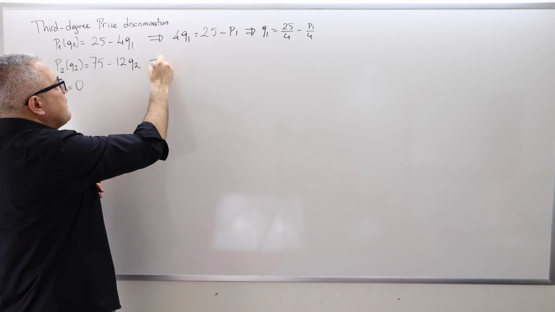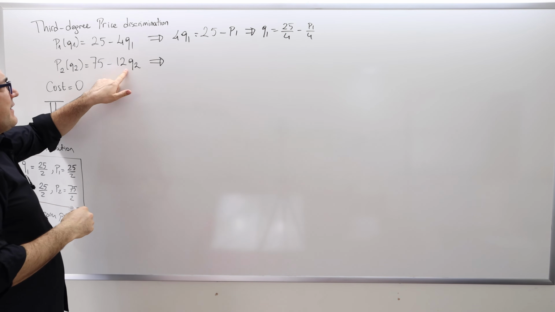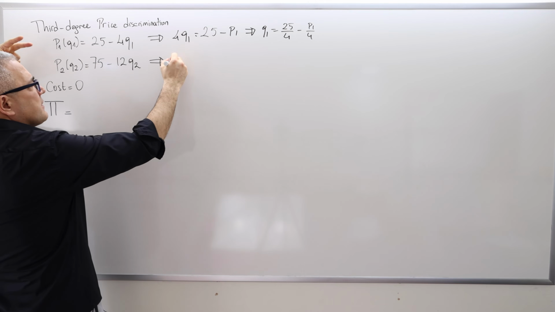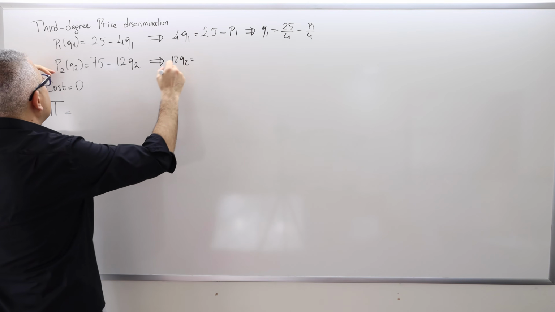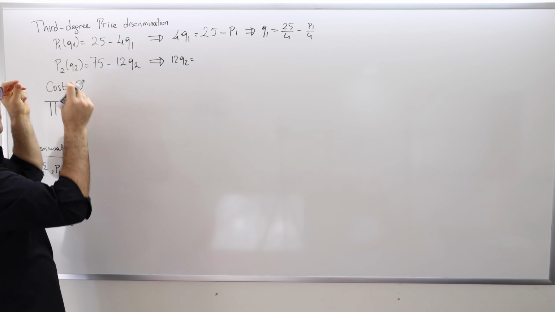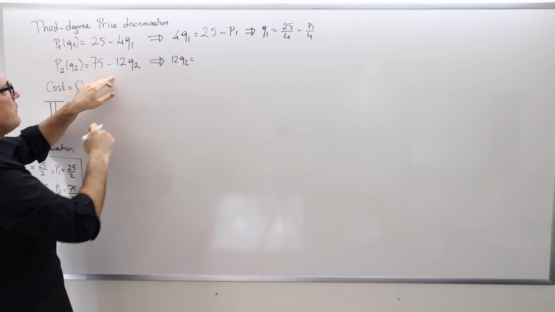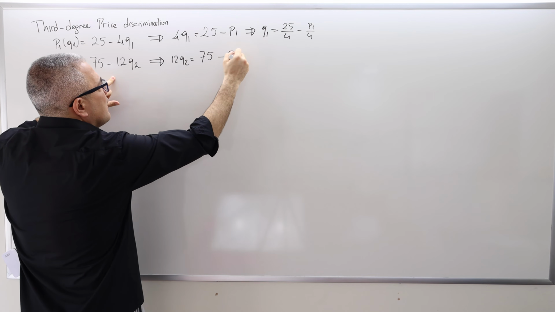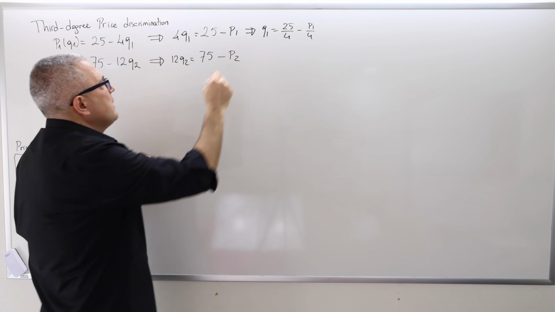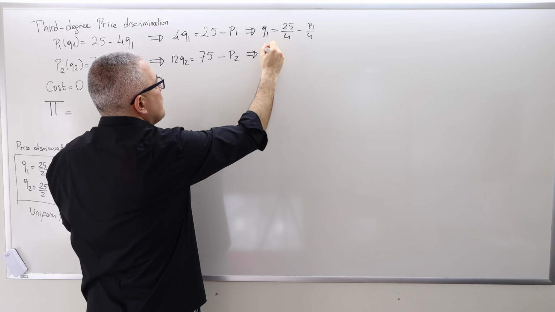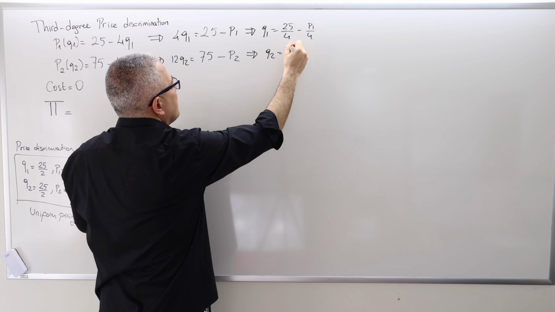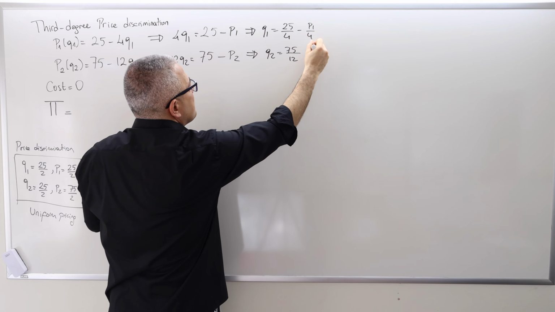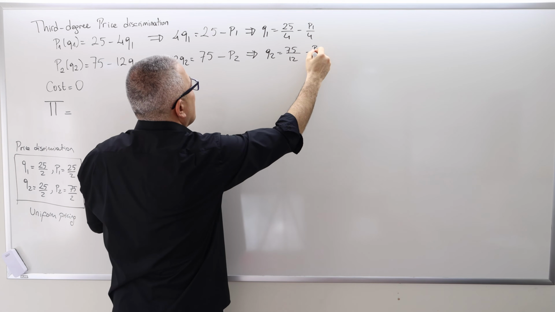Well, exactly the same strategy. I take 12Q2 to the other side. All right, send P2, again, ignore the parenthesis Q2. Send P2 to the right-hand side. 75 remains where it was. All right, and then I just want to leave Q2 alone. So Q2 equals 75 divided by 12 minus P2 divided by 12.